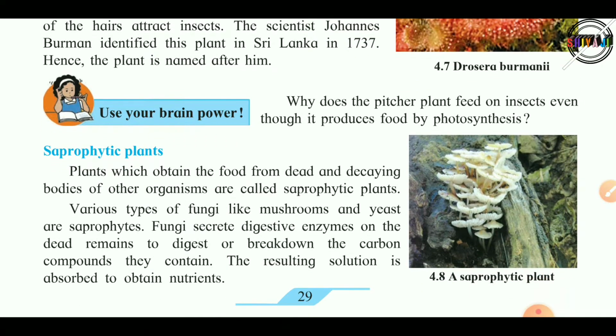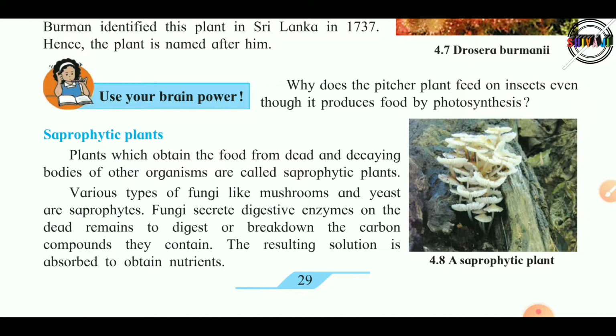Now, here's another one, the saprophytic plant. Saprophytic plants are plants that feed on dead or decaying organisms. They do not eat insects. They do not depend on other plants, and they cannot make food by themselves. Plants which obtain food from dead and decaying bodies of other organisms are called saprophytic plants.